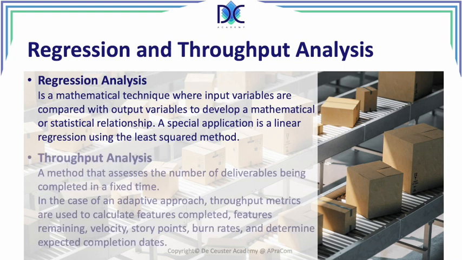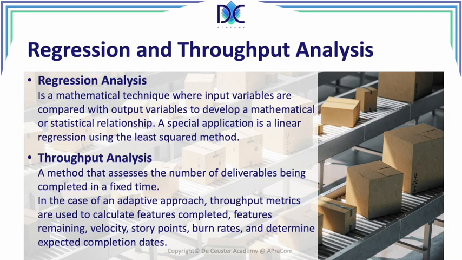We also have what we call a throughput analysis. This is a method in which we assess the number of deliverables being completed in a fixed time. When we look at an adaptive approach, the throughput metrics are used to calculate the number of features completed and features remaining. We use it also to compute the velocity, the story points, the burn rates, and finally we can use them to estimate the expected completion date of the project.